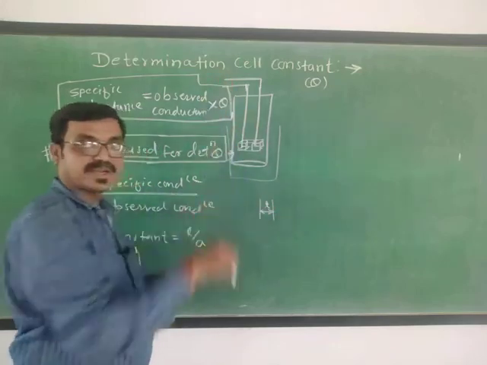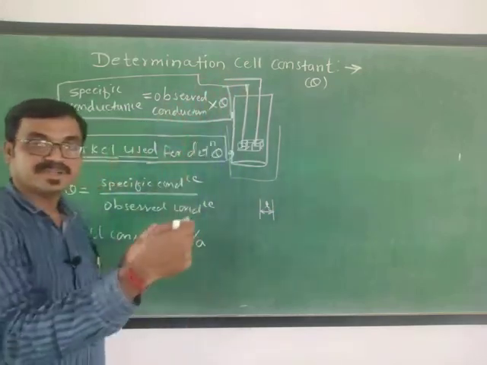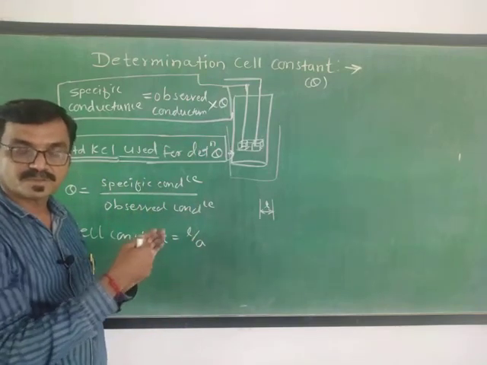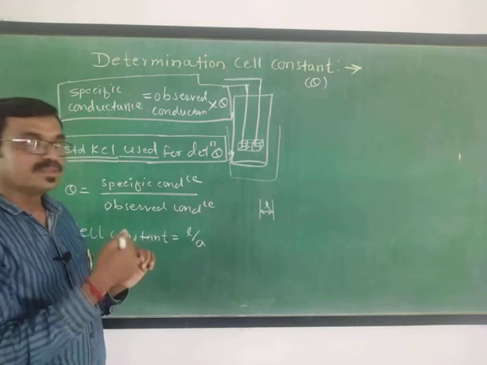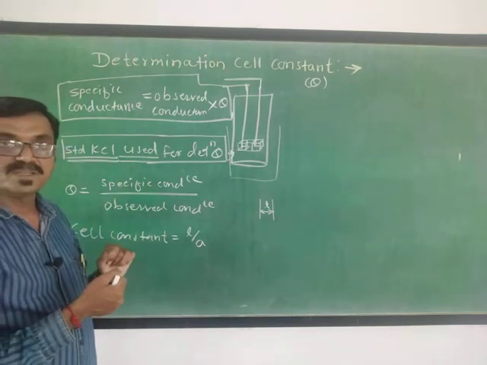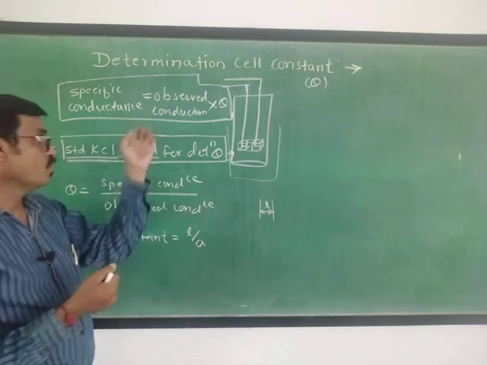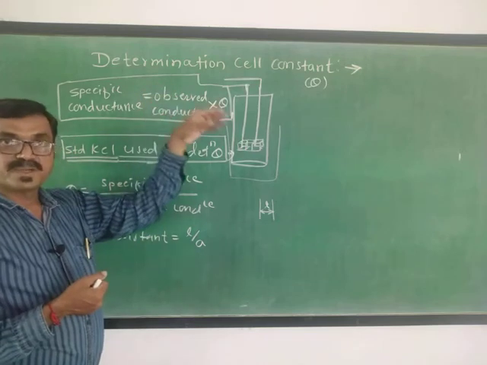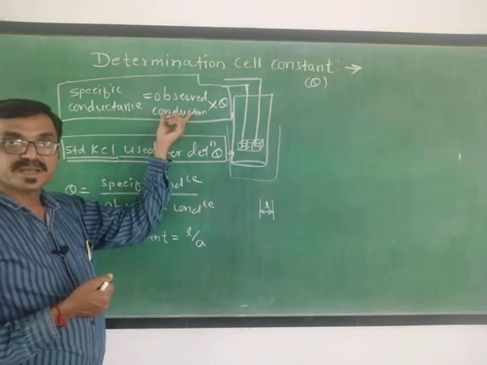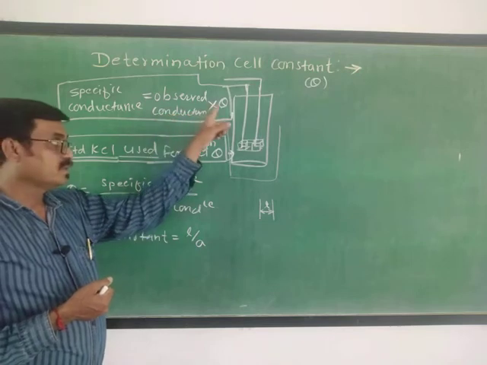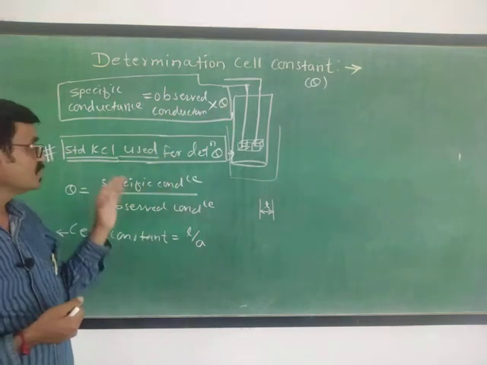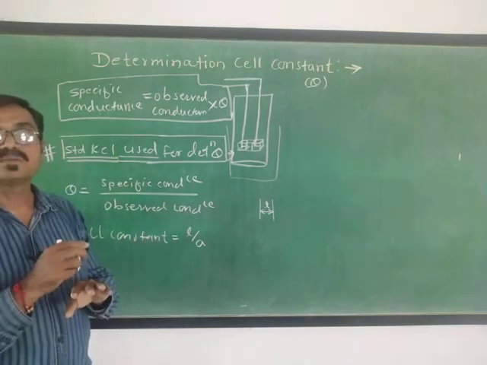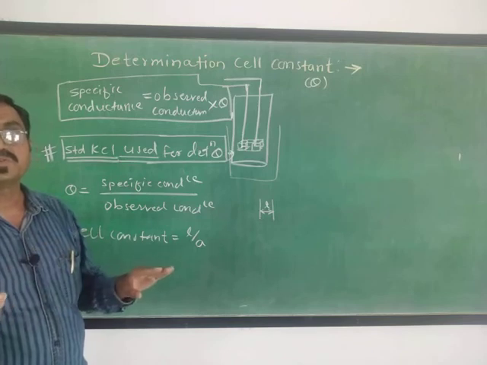Now connect this conductivity cell to the conductometer. The conductometer is used for the measurement of conductance. Now the specific conductance can be determined by using this formula. After taking the experimental solution, you will get the observed conductance directly from the conductometer. This theta is determined initially by using the standard KCl solution. If you know theta, you are able to measure the conductance of any solution.